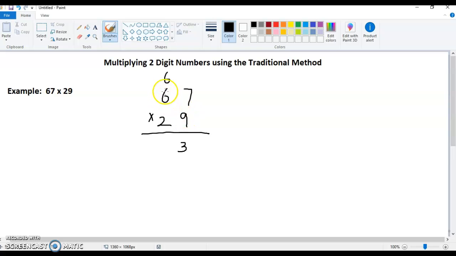9 times 6 is 54, and you add 6 more, and 54 and 6 is 60. Now, to start the next multiplication, I'm going to multiply 2 times 7, but before I do that, I have to put a 0 here.